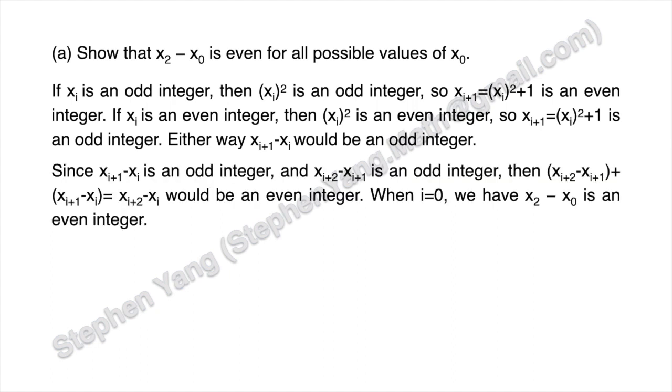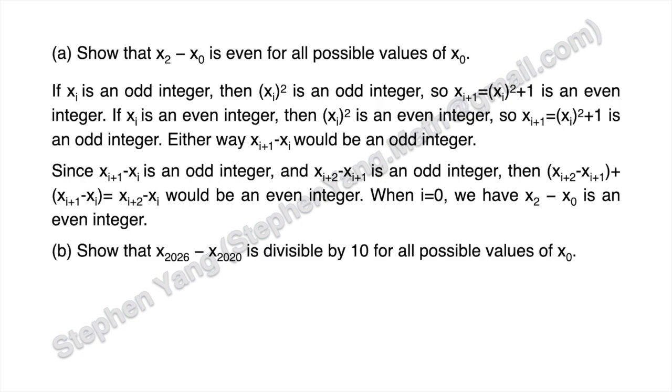Since we know that x_{i+1} minus x_i is an odd integer, and x_{i+2} minus x_{i+1} is an odd integer, then we know that x_{i+2} minus x_{i+1} plus x_{i+1} minus x_i equals x_{i+2} minus x_i, and this would be an even integer. And when i equals 0, we have x2 minus x0 is an even integer.